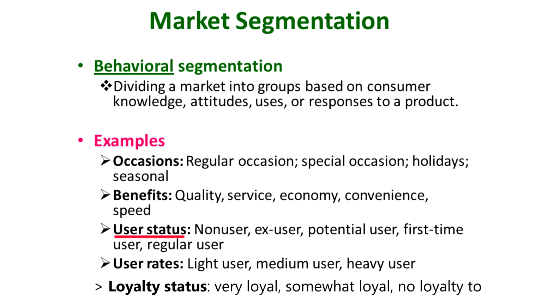User status. Marketers can group consumers based on user status, such as non-users, ex-users, potential users, first-time users, and regular users. Usage rate. Marketers can group consumers based on usage rate, or the extent of product usage: heavy, medium, or light users. Loyalty status. Marketers can group consumers based on loyalty status. Some are entirely loyal, somewhat loyal, or have no loyalty to any brand.